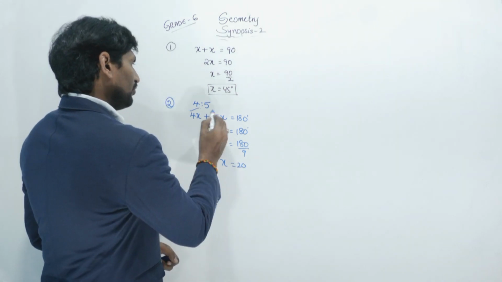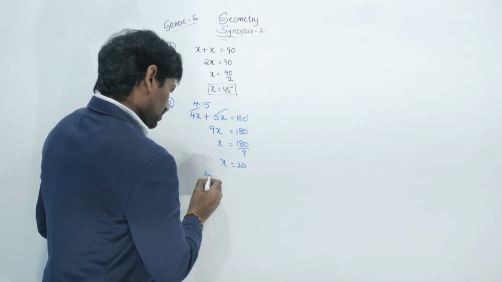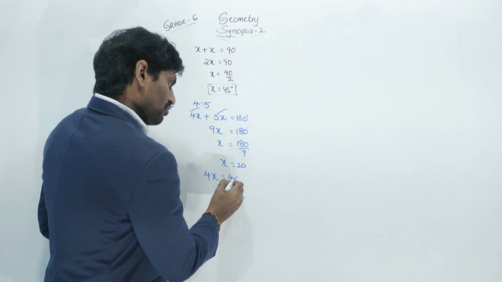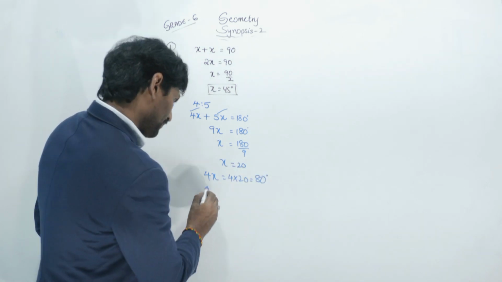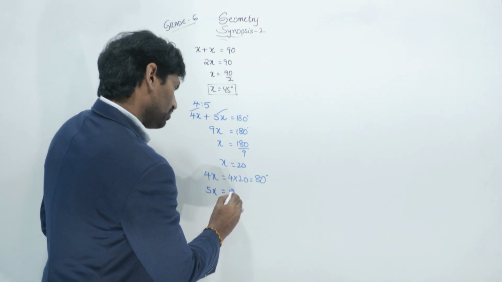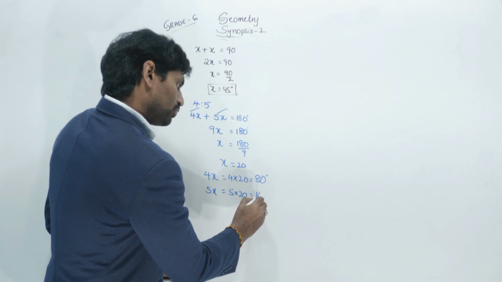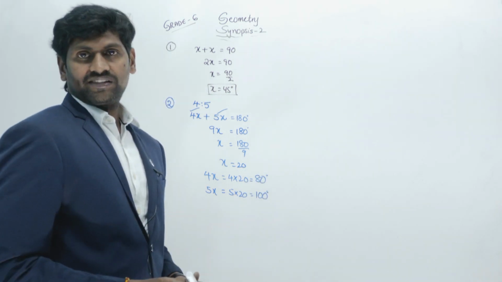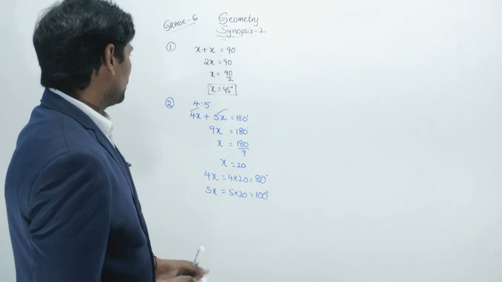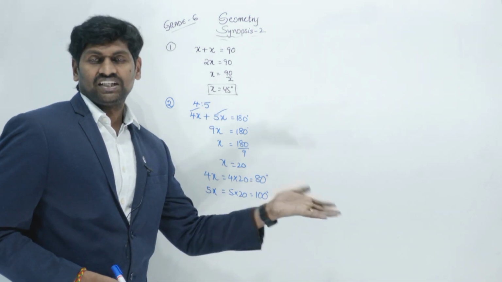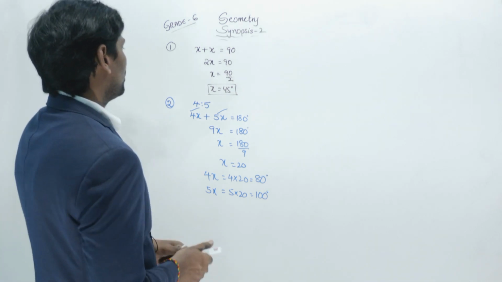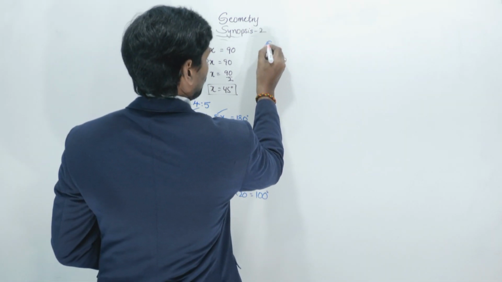But I should find the 4x value and 5x value. 4x equals 4 into 20, that is nothing but 80 degrees. 5x value, 5 into 20, that equals 100 degrees. Okay? So if two angles are in the ratio 4:5, then the angles are 80 degrees and 100 degrees. Okay, let us go to the third problem.